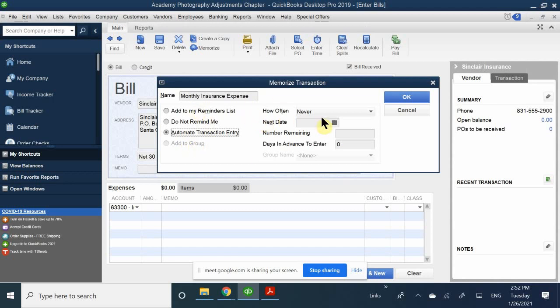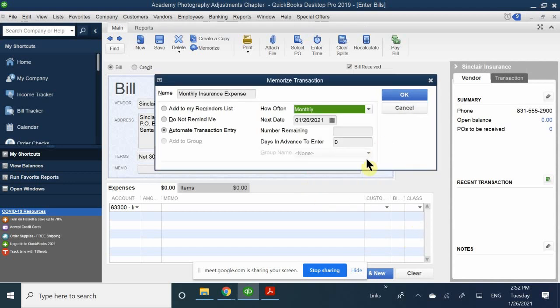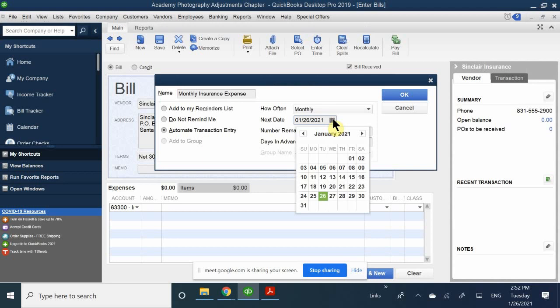All right. How often do you want it to be done? Every 2 weeks, twice a month, every 4 weeks? I want it done monthly, because insurance expenses are usually done every month. And then it's going to ask you when is the next time you're going to have it done. Because I'm going to assume that this one's on January 31st, I want my next one to be scheduled to be done in February.